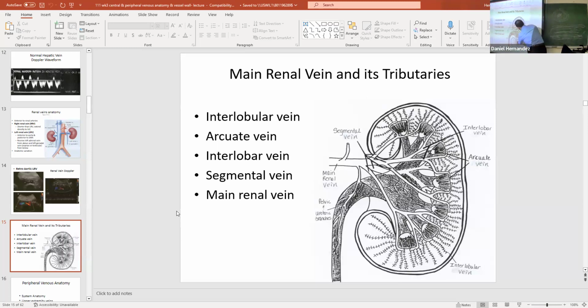Those arcuates will then drain into your interlobar. So you have your interlobar vessels running in between the lobes of your kidney. And then those interlobar eventually drain into your larger segmentals. Those segmentals then come together and form your main renal vein going out to the inferior vena cava.